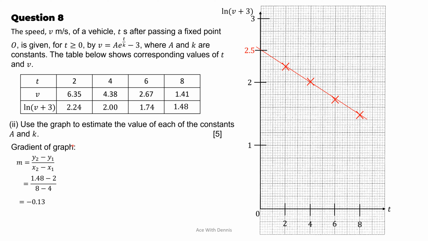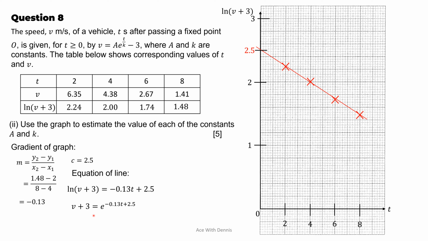Okay, so this is 2.5, which means c is 2.5. The equation of the line will be ln v plus 3 equals negative 0.13 t plus 2.5. This is based on the linear law. The y-axis is ln v plus 3, followed by mx plus c. So this is y equals mx plus c. The gradient is negative 0.13 and the c is 2.5.